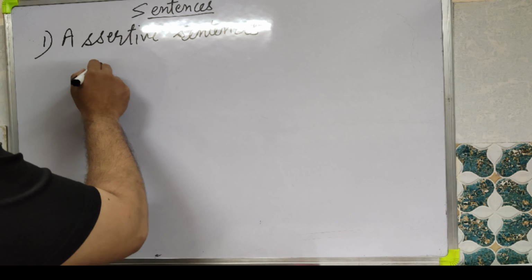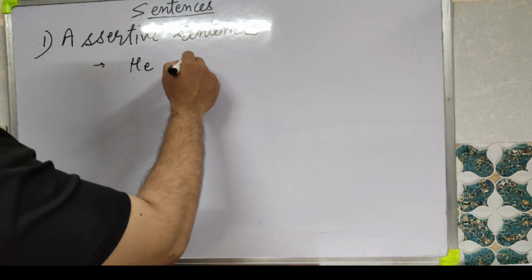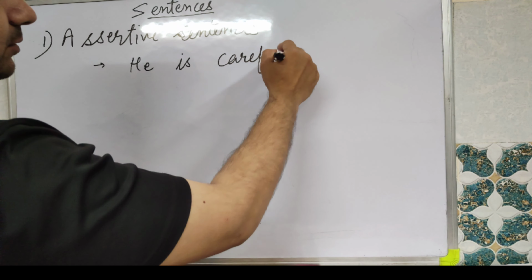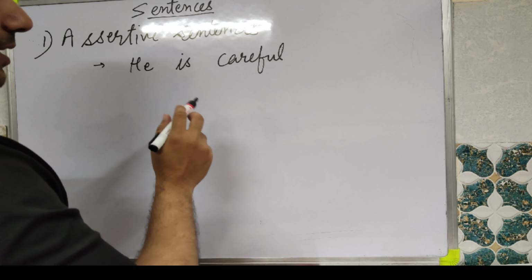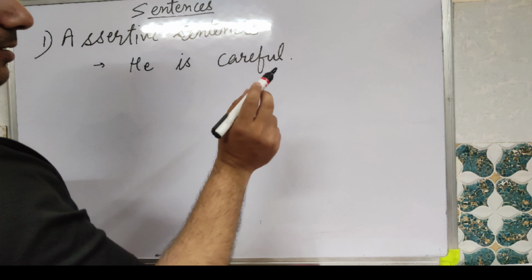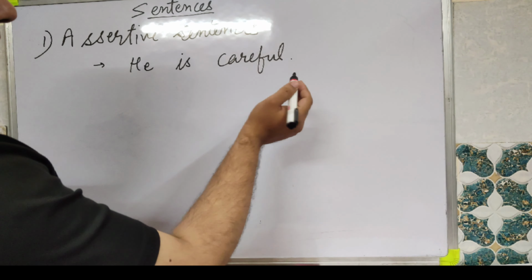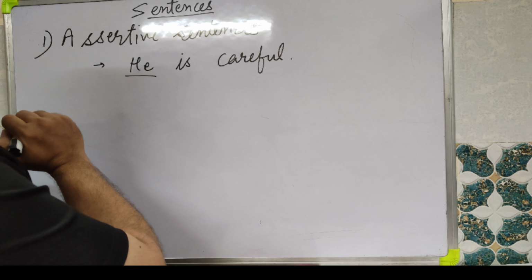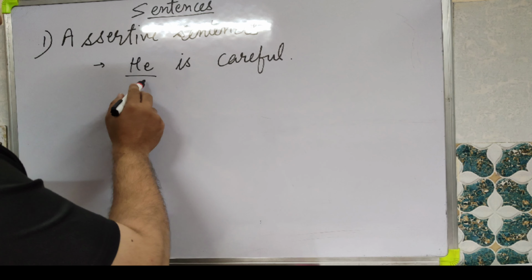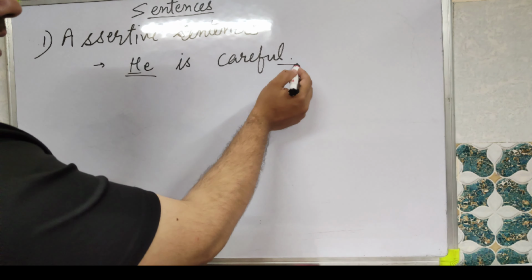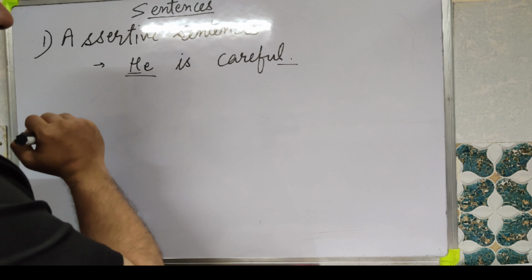Okay, so for example, he is careful. Now "he is careful" is a positive sentence, so that is going to be known as an assertive sentence. What we need to be very careful about is the starting of this sentence: the first word, he, the H should be capital and there should be a full stop at the end.